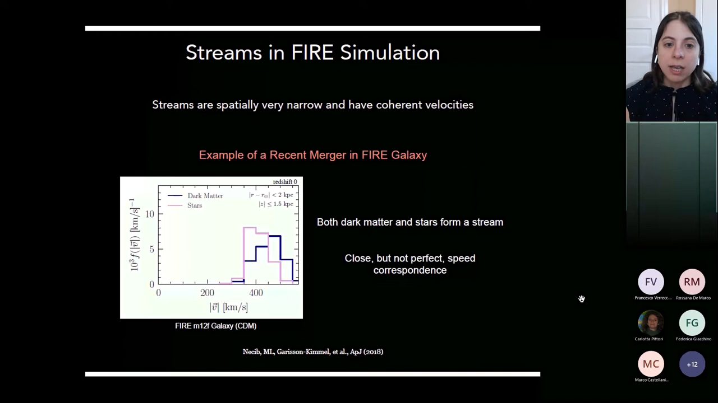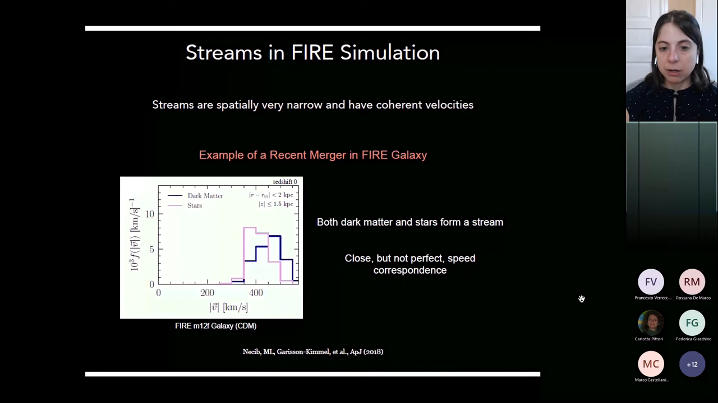And what we learned from this exercise is that in general, if you do form a stellar stream, very often you also have a corresponding dark matter stream, but the two aren't always necessarily directly aligned with each other. And moreover, there could be small differences in their speed distributions. So this is illustrated for a particular example on this plot here, which is just showing a distribution in speeds for a stellar stream that's in pink and its corresponding dark matter stream in blue. So the velocities in both streams are similar to each other, but they aren't in direct correspondence.